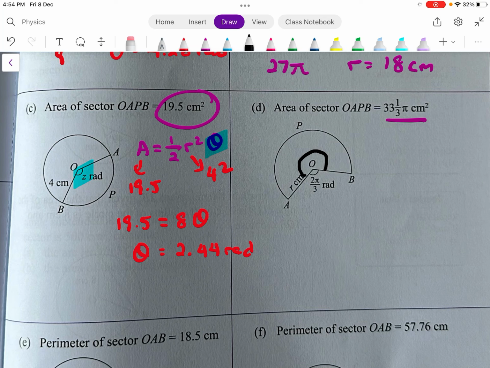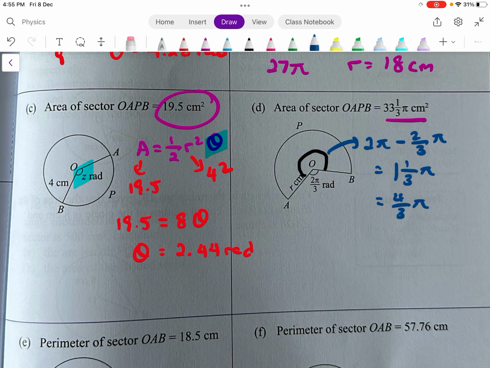Meaning that, for example, we know that one full circle in terms of radian is 2 pi, right? I just need to use 2 pi minus away this thing, and I will get the so-called angle that I want. So this part is 2 pi minus away 2/3 pi. So what I will actually get is 4/3 pi. Okay, with this, now it's time to substitute the numbers already.